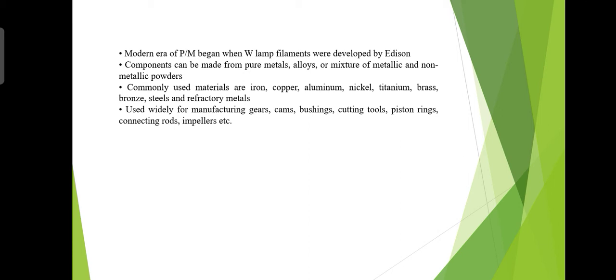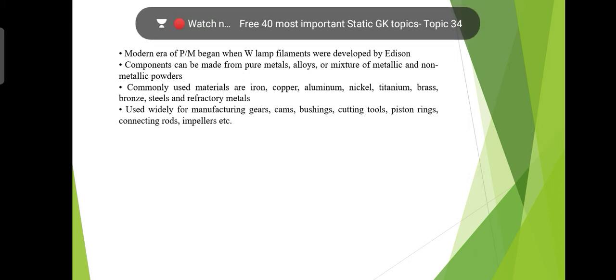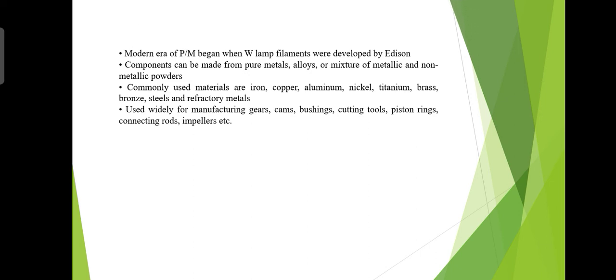If we talk about history, from old times iron powder is used, copper is used, aluminium is used, nickel is also used for making powder for powder metallurgy, and titanium, brass, and bronze, steels, refractory metals, which have high temperature property and can absorb high temperature. For example, if you are going to make a furnace, you have to use refractory material. For example, clay, चिकनी मिट्टी होती है हमारी, ईंट होती हैं. These are examples of refractory material because it has the property to absorb high temperature.